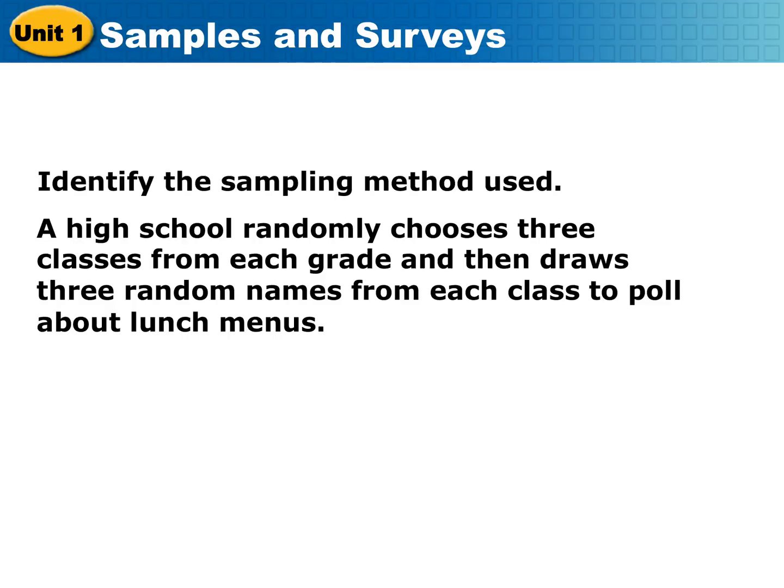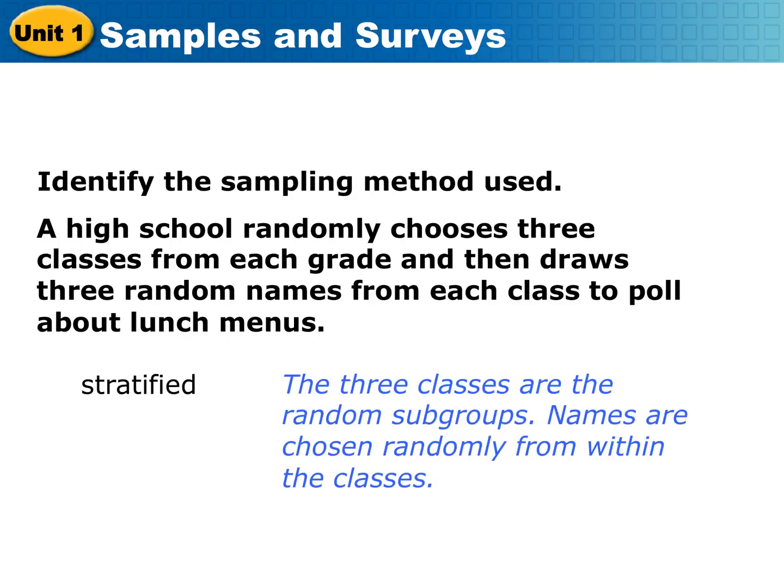Identify the sampling method used. A high school randomly chooses 3 classes from each grade and then draws 3 random names from each class to poll about lunch menus. Now it says random in here a lot, so you might think it's random, but remember, stratified is a random survey that is broken down into subgroups. The 3 classes are the subgroups, names chosen randomly from within the subgroup of classes.